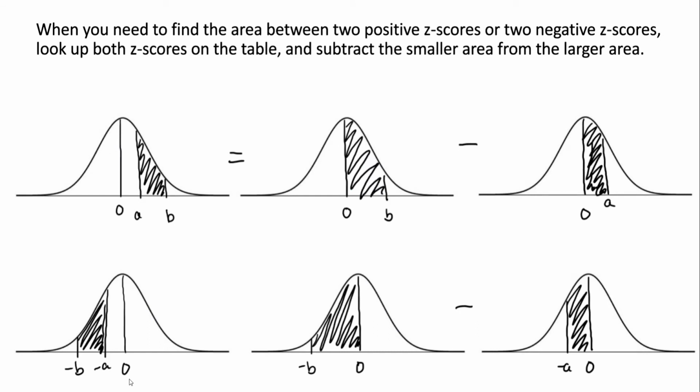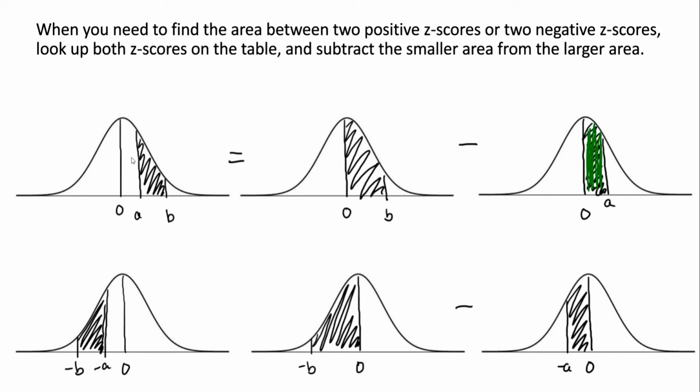Next type of area they can ask us to find. When you need to find the area between two positive z-scores or between two negative z-scores, look up both z-scores on the table and subtract the smaller area from the larger area. So here we want to find the area between positive a, positive b. Here we want to find the area between negative b, negative a. So what we would do here is you would look up both of these areas. The area between 0 and b is going to be the larger area, and then the area between 0 and a is the smaller area.